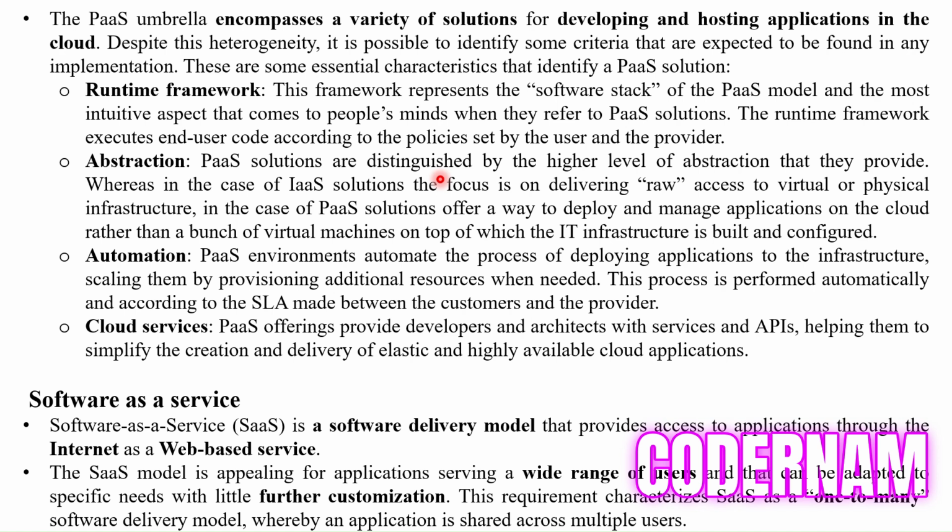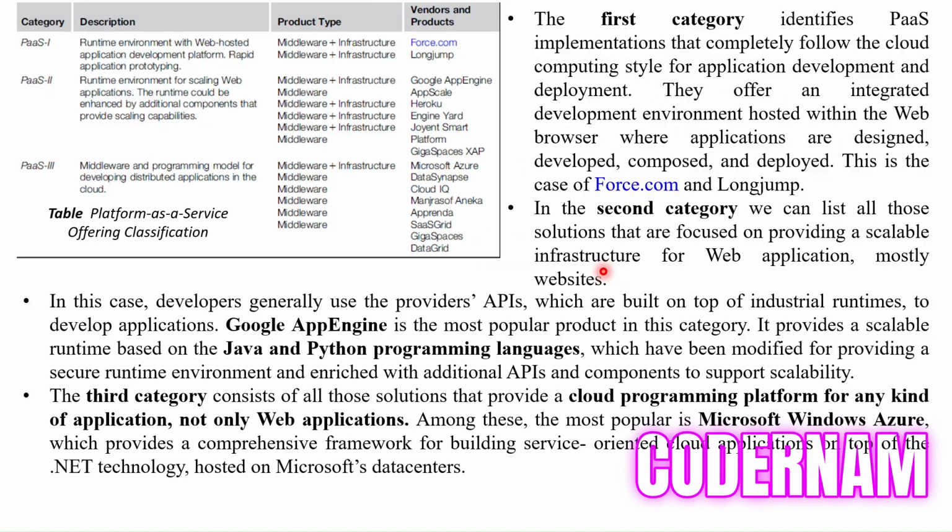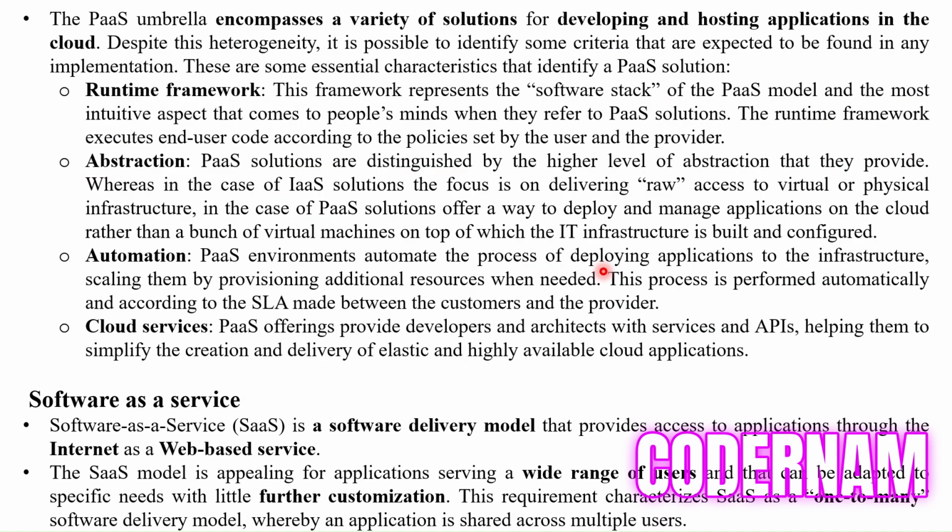So these are some of the essential characteristics, that is the runtime and framework, abstraction, automation, and the cloud services, which I think I have explained while explaining this diagram. So next comes the software as a service part.